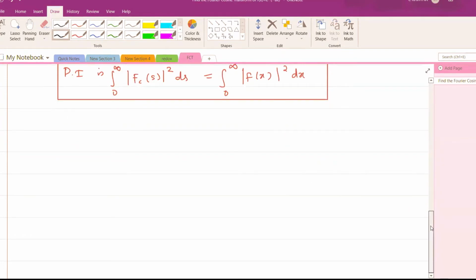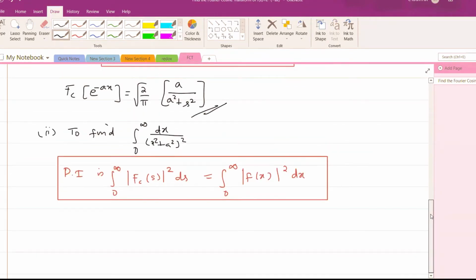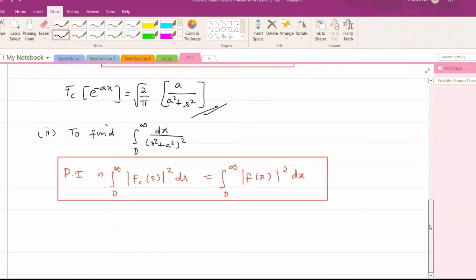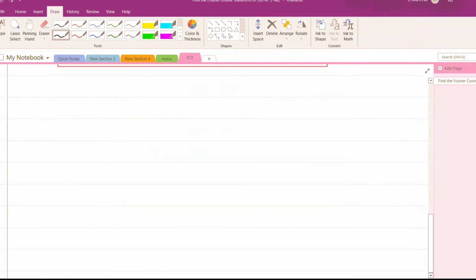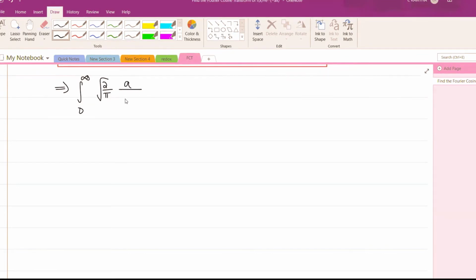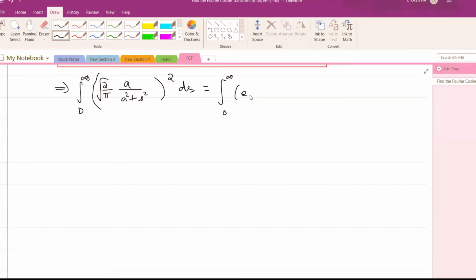Fourier cosine transform of e to the power minus ax already we have calculated as root of 2 by pi into a by a square plus s square. So that value we are going to substitute in the left hand side, and in the right hand side we are going to substitute the value of f of x. Therefore, the left hand side becomes integral 0 to infinity root of 2 by pi into a by a square plus s square, the whole square, since it is modulus and it is an even function, we can write like this, into ds, which is equal to integral 0 to infinity e to the power minus ax the whole square into dx.